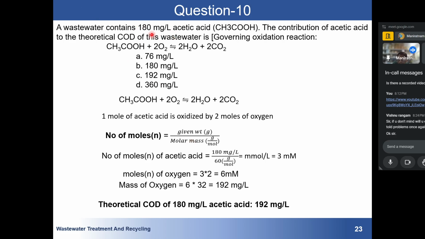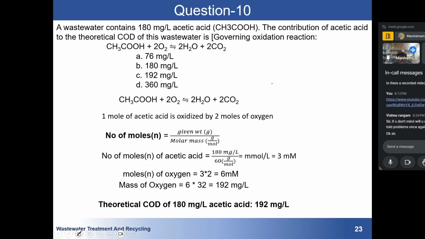So here acetic acid is given, and the given weight is 100 milligram per liter. The molar mass of acetic acid, CH3COOH, will be 12 plus 3 plus 12 plus 32 plus 1. If you add up, it will come out to be 60. Now 180 divided by 60 gives us this, and gram and gram will cancel out.